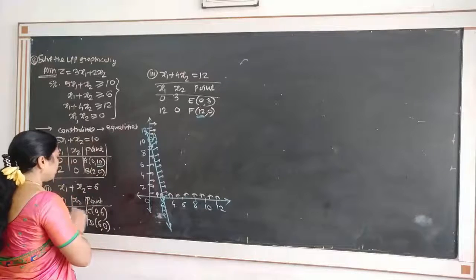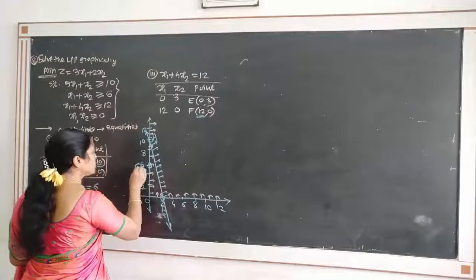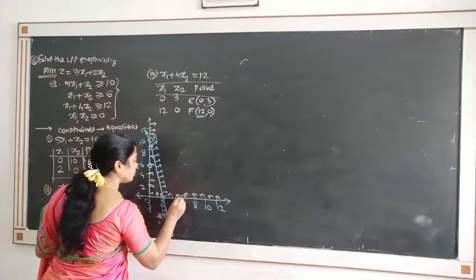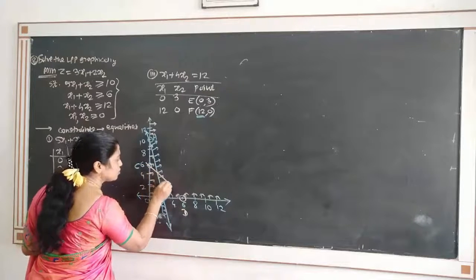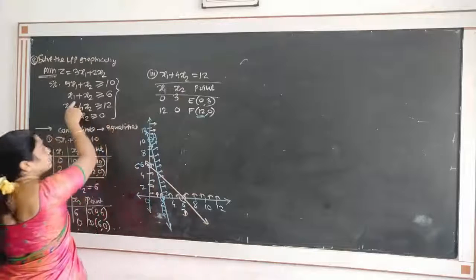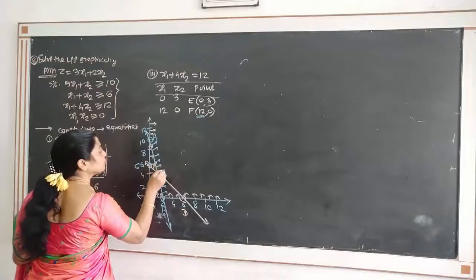The next one, (0, 6) and (6, 0). C point is (0, 6) and D point is (6, 0). Draw the line through (0, 6) and (6, 0). So this is the CD line. Again, if you put the origin, it does not satisfy, meaning you want the non-origin side.